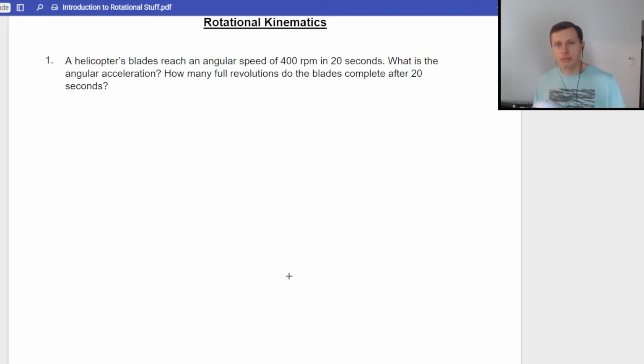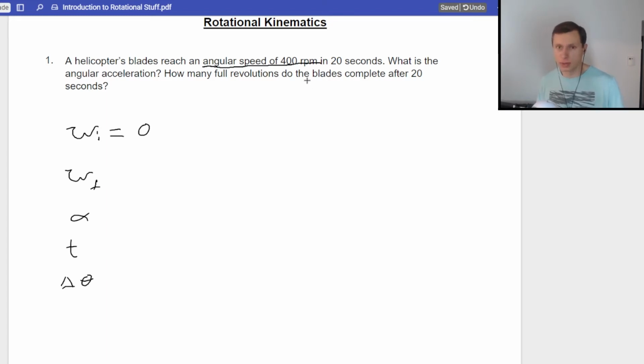So for this problem, the first thing I'm going to do is see how many of these variables I know: omega initial, omega final, alpha, time, and delta theta. It doesn't say it in the problem. I probably should have mentioned it, but we're assuming we start from rest, which means angular velocity 0. Now, the final angular velocity, or angular speed, because remember, speed is just a velocity without a direction. In other words, we don't care about the plus or minus right now.